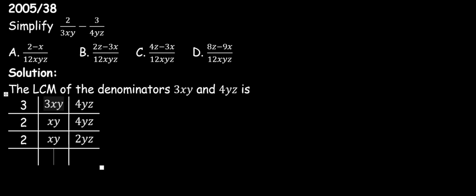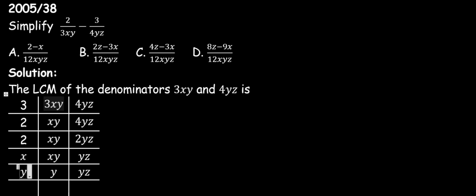Next, we can still go with 2. 2 divide, you bring your xy down. And 2yz, once 2 divided, it becomes yz. Now we can go with x. x divide xy, you will be left with y. And yz, you bring it down. Next, we can go with y. y divide y, you bring 1 down. And when you divide yz, you'll be left with z.